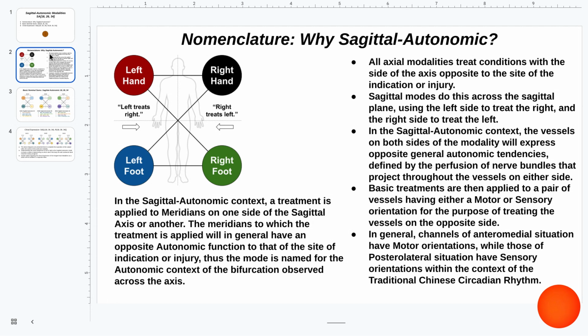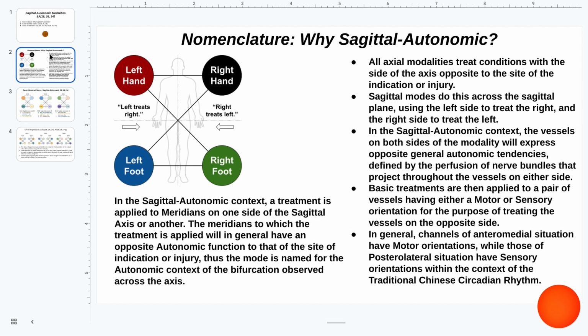In this set of modalities, the vessels used for treatment will express a single general autonomic function that is opposite the function performed by those vessels found on the side opposite to the vessels of treatment. Thus, the sagittal-autonomic modalities treat illnesses across the sagittal plane by stimulating one of 2 general autonomic functions, expressed by the perfusion of nerve bundles projected throughout the meridians.